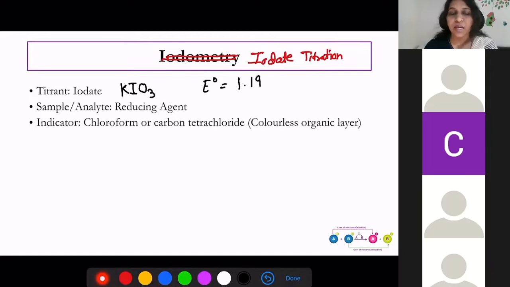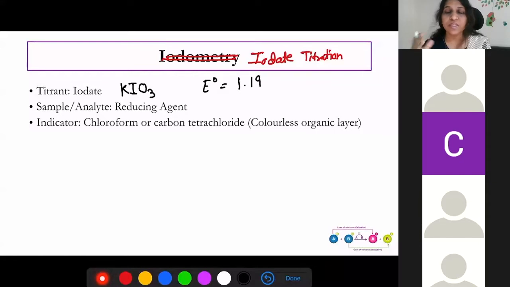So you cannot utilize any other indicator. You have to utilize an organic solvent as an indicator. So chloroform or carbon tetrachloride can be used as an indicator. Now these are solvents. This is a little interesting. You have never seen a colorless solvent, which is not even miscible with water, utilized as an indicator. So this is what we are going to see today, how chloroform or carbon tetrachloride, which is nothing but a solvent immiscible with water, is behaving as an indicator.